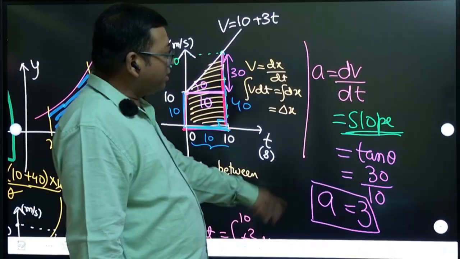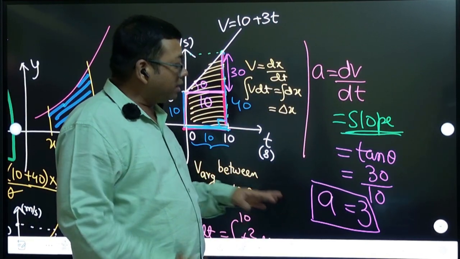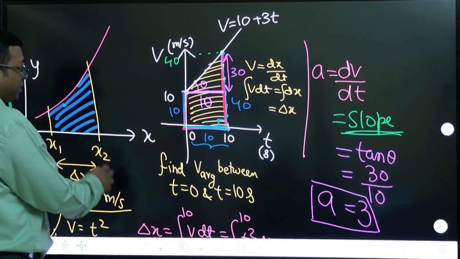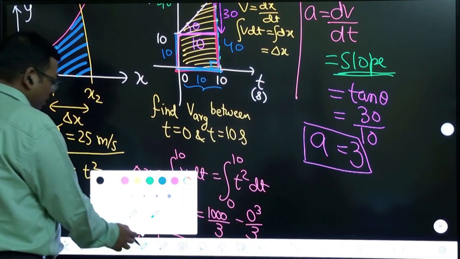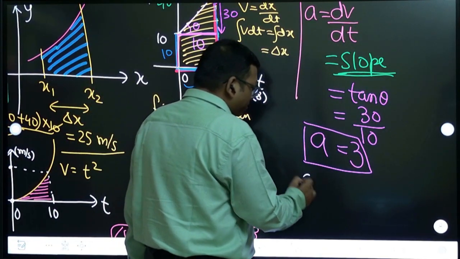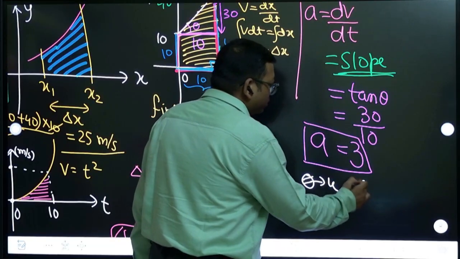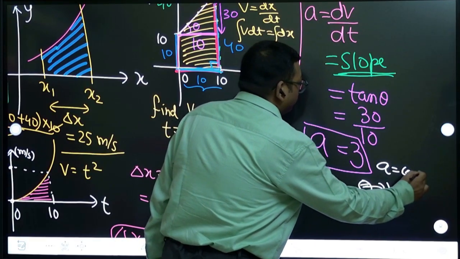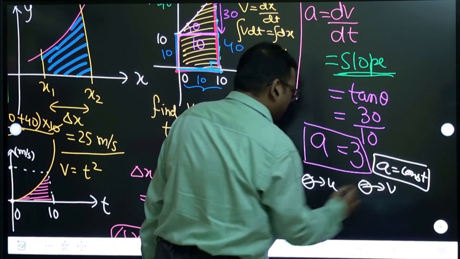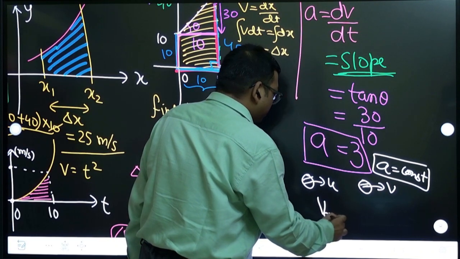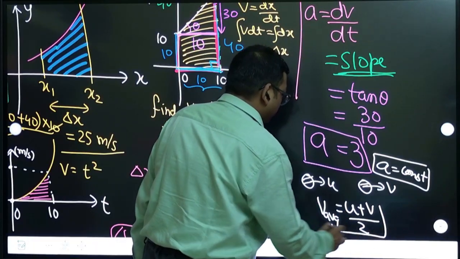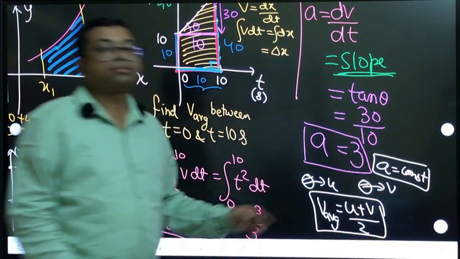So if the acceleration is constant, then the average velocity formula is the mathematical average. This is the shortcut you are understanding now. Suppose the body is going with initial velocity u and final velocity v and acceleration is constant, uniformly accelerated motion, then average velocity is u plus v by 2. That is the formula. Clear?